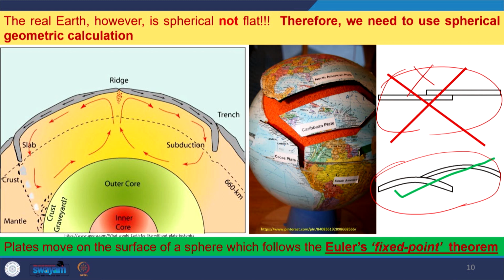So, the real Earth is spherical, it is not flat. Therefore, we need to use some spherical geometric calculation. Plates move on the surface of the sphere following Euler's fixed point theorem. This Euler's fixed point theorem defines the plate movement direction and the relative velocity along the boundary among the different plates. So, in the next class we will talk about what Euler's pole and Euler's fixed point theorem are, and how it defines the plate motion and the plate boundary, how the plate boundary configuration and orientation change, and how the rate of motion of the plate changes with respect to the position of the Euler's pole. So, thank you very much and we will meet in the next class.